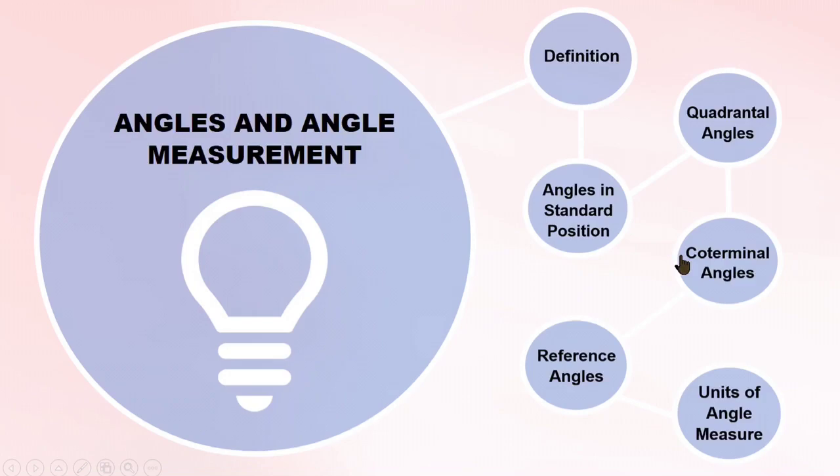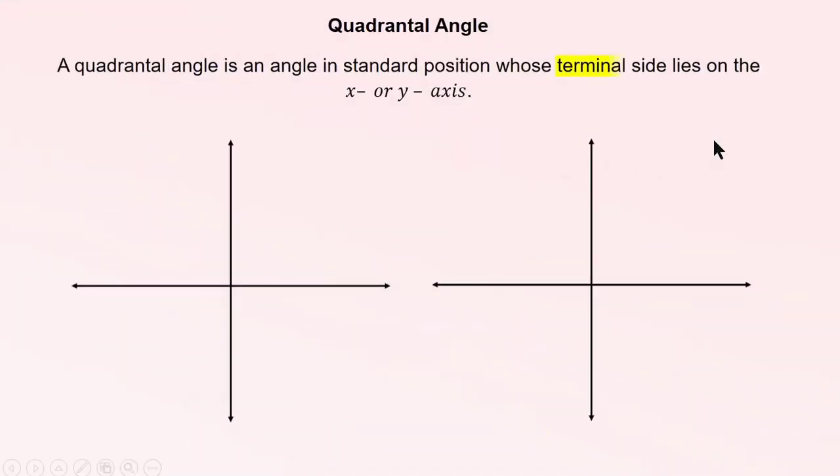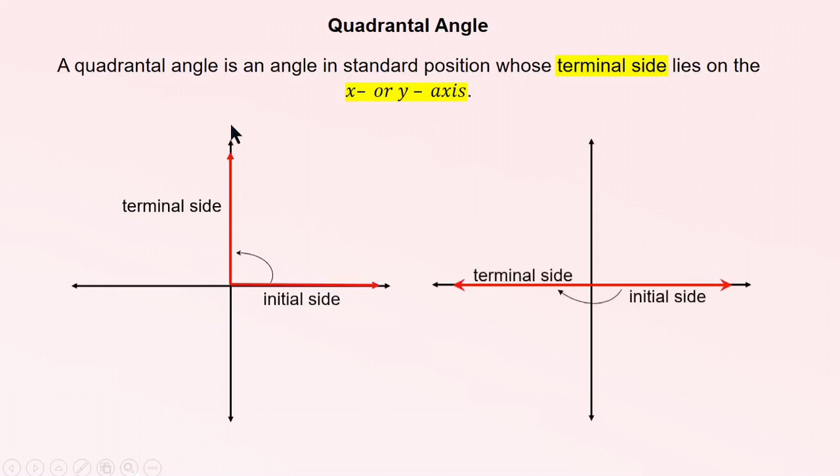On the other hand, a quadrantal angle is an angle in standard position whose terminal side lies on the x or y axis. These are some examples of quadrantal angle. The terminal side lies either on the x or y axis.